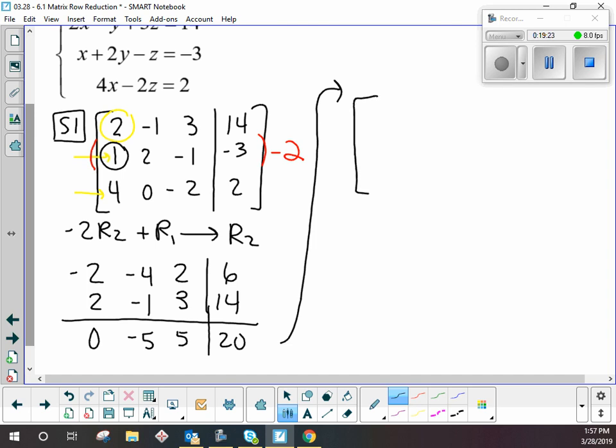Did y'all get -5, 5, and 20? Okay. And this is going to be my new row 2. What happens to the other 2 rows? Stay the same. Okay. The other 2 rows are staying the same.